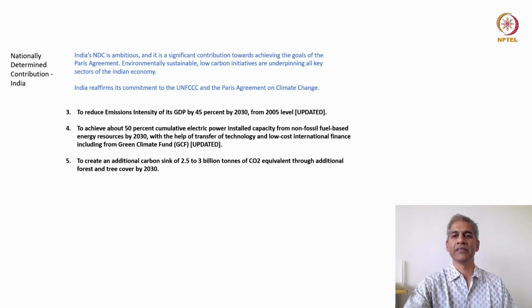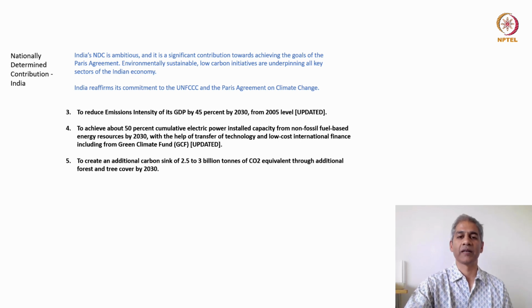And against that level, we are saying we will reduce that level by 45% in order to produce those same 1,000 cars by 2030. The second target is that of renewable energy. So we are pledging to achieve a 50% cumulative electric power installed capacity from non-fossil fuel based energy sources by 2030. And the third one is that we will create a carbon sink, which is basically using forests to sequester carbon, and the sink will be to the level of 2.5 to 3 billion tons of CO2 equivalent.